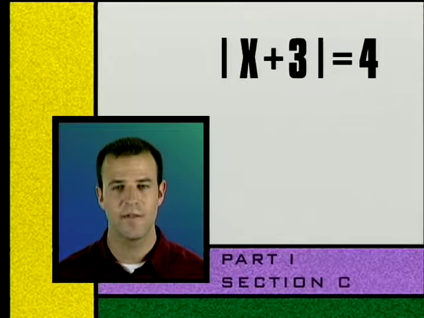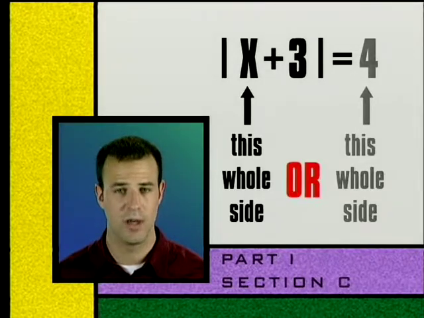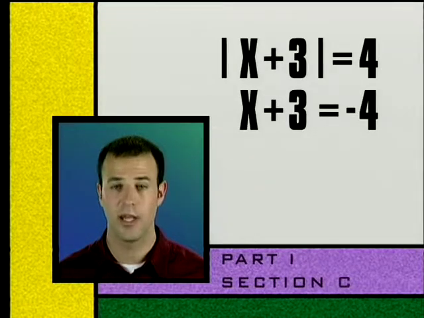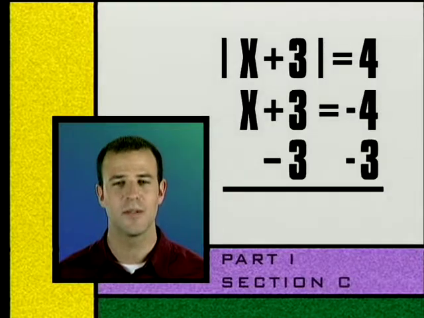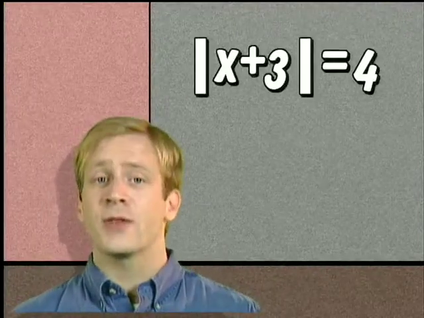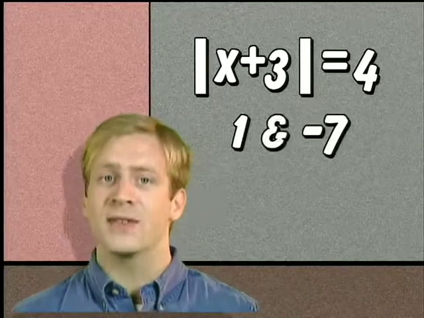When we solve the negative version of absolute value equations, we just have to make sure that one whole side is made negative. In our case, we made the 4 negative and got x plus 3 equals negative 4. Now, we simply subtract the 3 from both sides, which gives us an x value of negative 7. So, our two answers for the absolute value of x plus 3 equals 4 are 1 and negative 7.